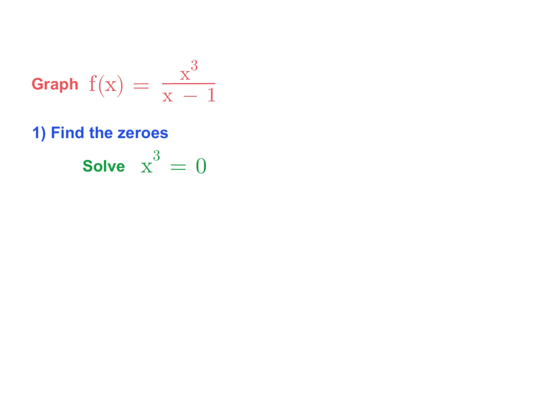So how do I solve this? X to the third equals 0. Cube root. What is the cube root of 0? Okay. So my zero is x equals 0, which means I have a point at (0, 0). That's all it's telling me. Now, does it make the denominator equal to 0? No, it's -1, so we're fine. Okay. So that's just 1 point.